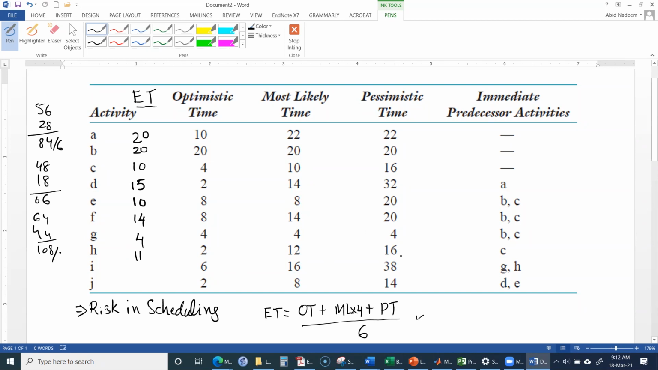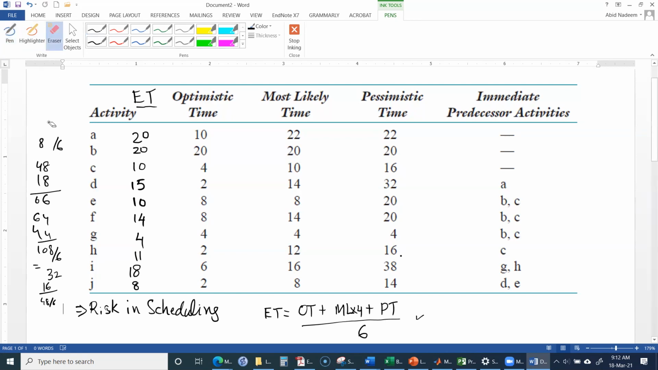10 divided by 6 is what? 18. Okay. And then 2, 8, 14 is 32. 32 plus 14 plus 2 is 16. 16 plus 32 is 48. 48 divided by 6 is 8. Okay, so that is 8.